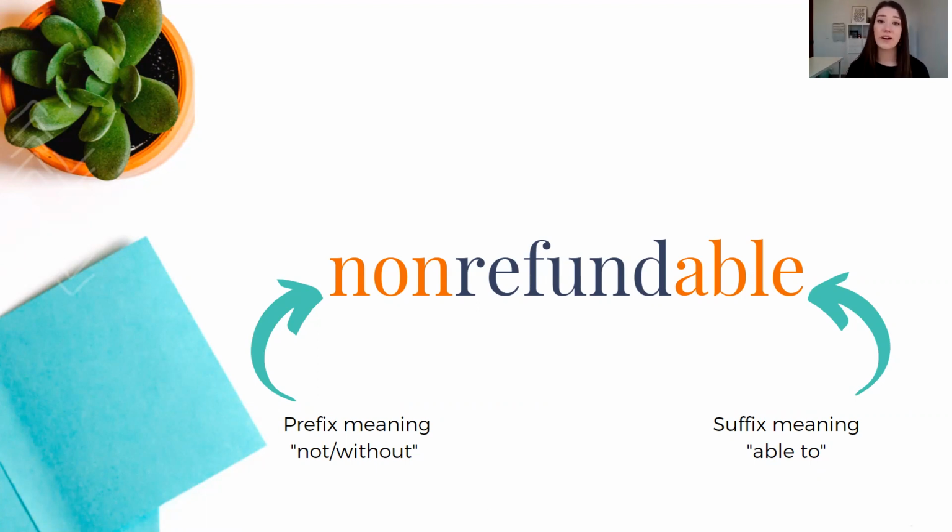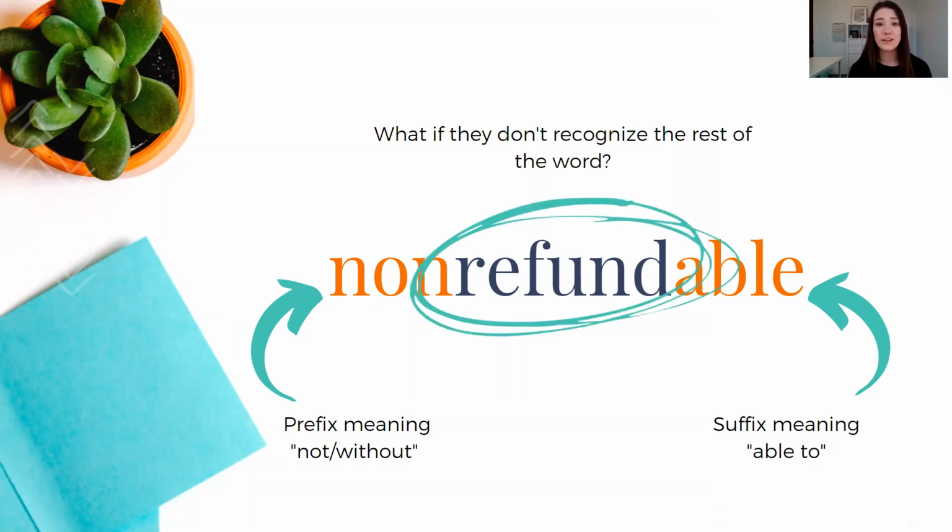However, if we stop there, we're not really instructing students on all of the different vocabulary skills they're going to need. We know that we need to be explicitly teaching our students all of these skills so that they have the ability to use them when they are applying it in general, whether it's in a session or in life or in school. So what happens if they don't recognize the rest of the word? Maybe they've gotten the morphological instruction to understand the prefixes and the suffixes, but if they don't understand refund, that's not going to help them understand how this word is used or what it means.